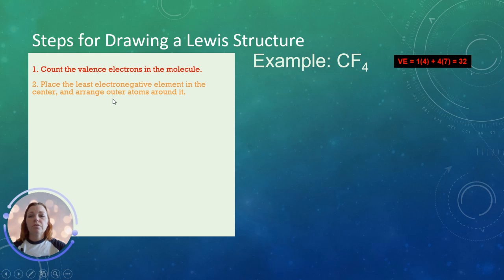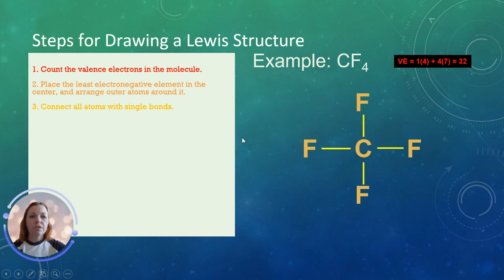The next thing we're going to do is take the least electronegative element and put it in the center. And then we're going to arrange the outer atoms around it. So carbon's going to go in your middle, and then fluorine's going to go around it. You can see we have the least electronegative element there, and then your fluorines go around it. And then the next thing we're going to do is connect all of these atoms with single bonds. So there are our single bonds.